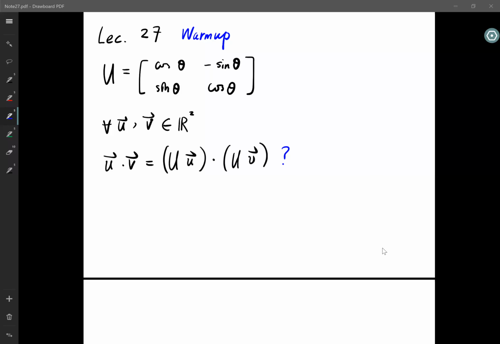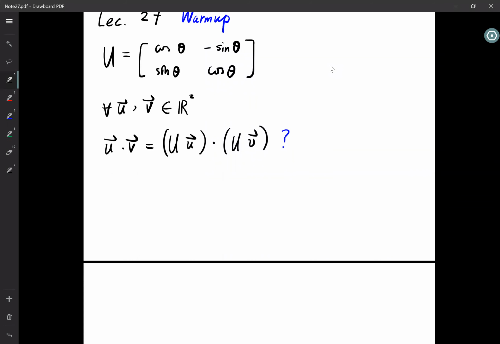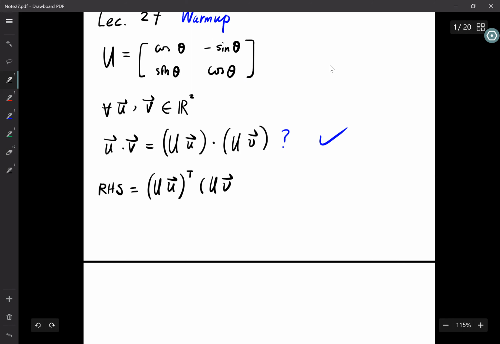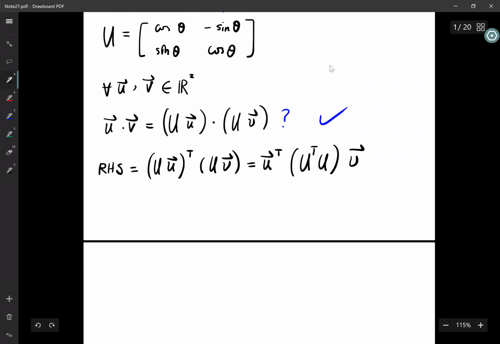So most of you think this is correct. So let me explain. We actually did this before, at the beginning of chapter 6, so now it is a good time to think about this again. Let's start from the right-hand side. First of all, this is true, and the right-hand side is U transpose U times v. Now, if we can show that U transpose U is the identity matrix I2, then this is going to be U transpose v, which is u dot v, right?